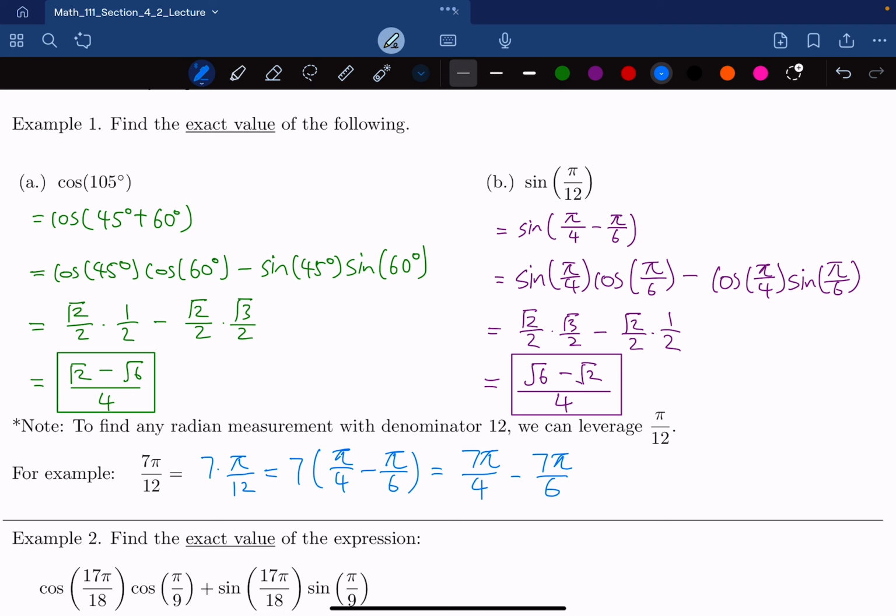The only thing extra you might have to deal with is, say, if your angle is a little too big. Let's say your angle comes out to be 11 pi over 4, then of course you have to find a coterminal angle that is within the 0 to 2 pi range.